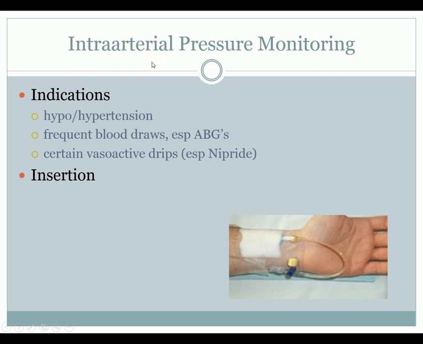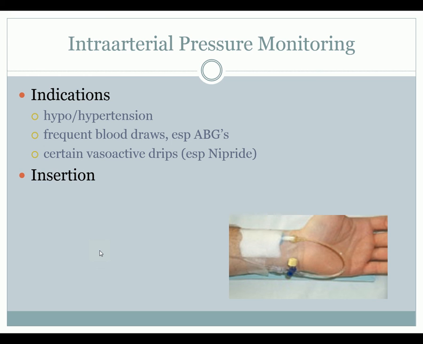All right, intra-arterial pressure monitoring, or ART lines. Indications that someone would need an ART line is hypo or hypertension. Frequent blood draws, someone's going to be getting like hourly ABGs. Certain vasoactive drugs, especially nipride. If they're on nipride, then you would want to have a pressure monitoring, where you're monitoring that blood pressure very closely. This is also called an ART line or an A line.